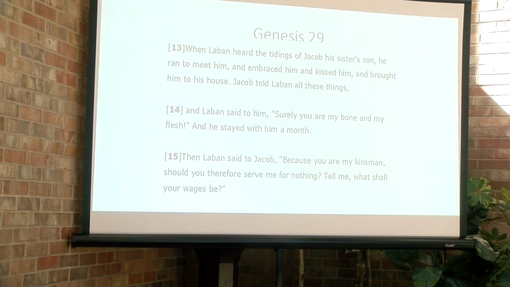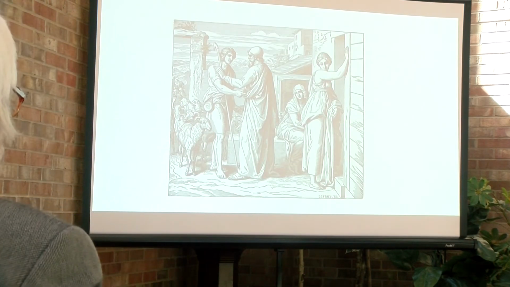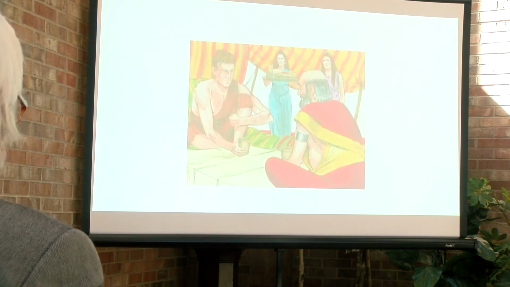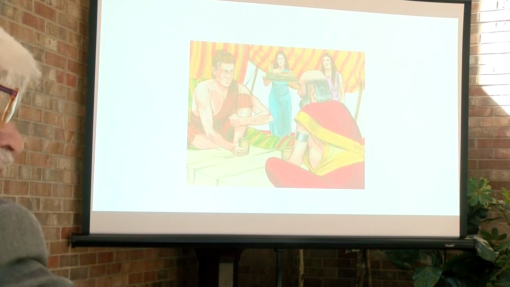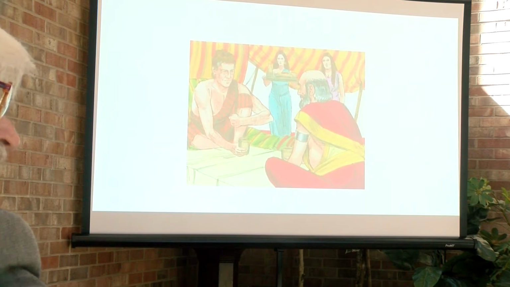Then Laban said to Jacob, because you are my kinsman, you should therefore serve me for nothing. Tell me, what shall your wages be? Well, he had these 2 daughters. There's the same picture, but colored up a little bit. He had these 2 daughters, and he bargained for these 2 daughters. He bargained to purchase Rachel, the one that he had fallen in love with. And Laban says, fine, you can purchase her by laboring for me for 7 years.